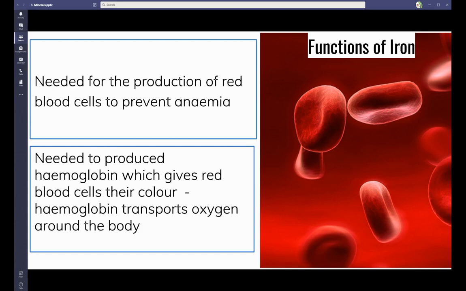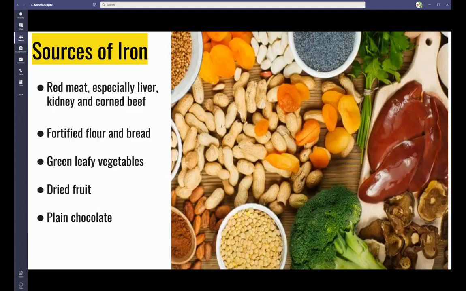Now, iron is also needed for the production of red blood cells, which help to prevent anemia. And anemia is a diet-related disease from lacking in iron, which would mean that you were very tired and lethargic and low in energy.